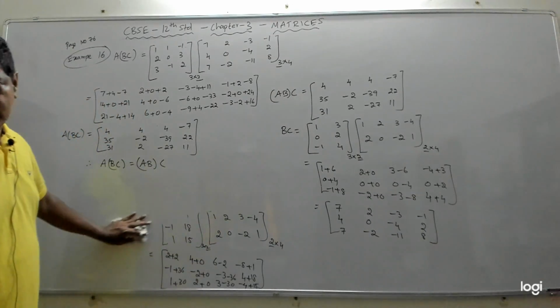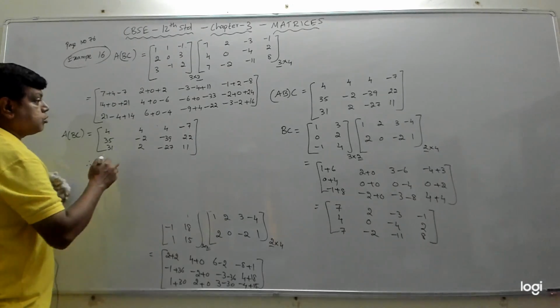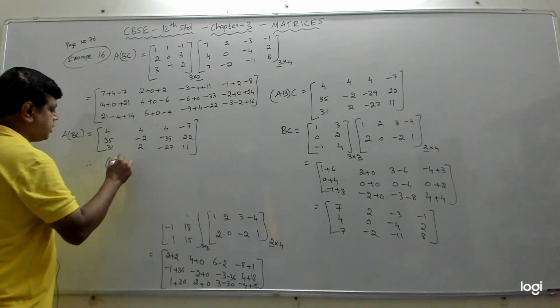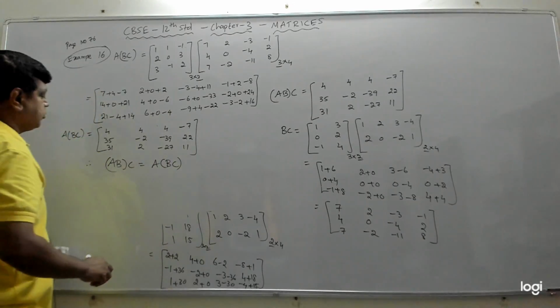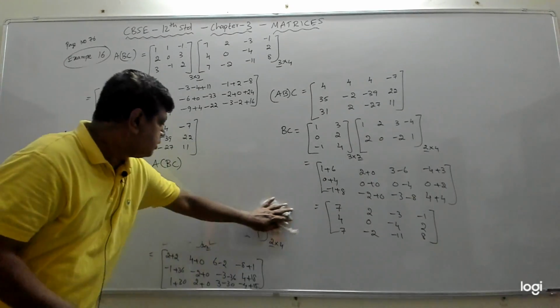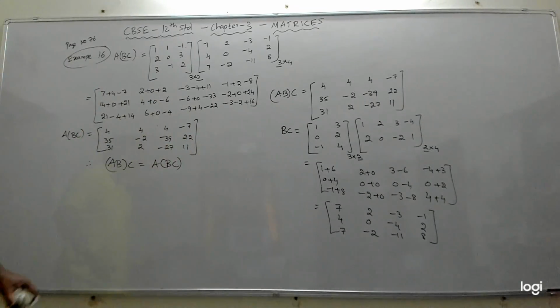Right? Or whatever way they have given in the book. Okay, AB times C doesn't matter. We can write the other way also. So, AB times C is equal to A times BC. So, we have proved that. Fine. So, this is how we have shown the associative law.